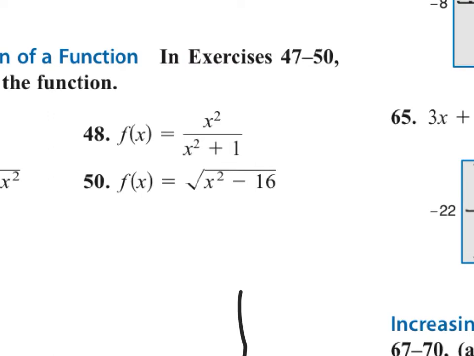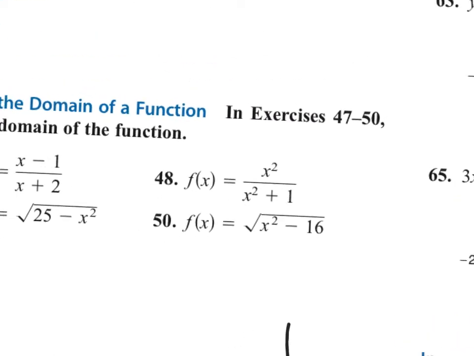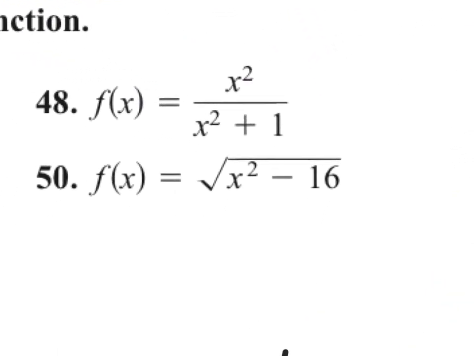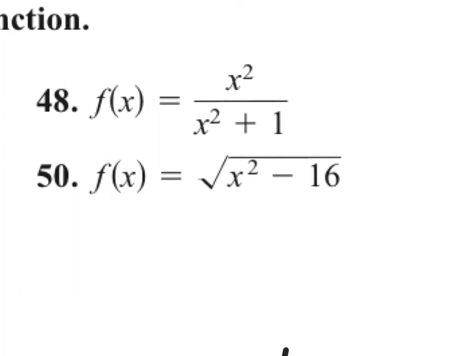The first even one, 48. The direction said, find the domain of the function. So domain is all real numbers with the exception of what 3 cases? A variable in the denominator? Under square root? Good, combination of the two.